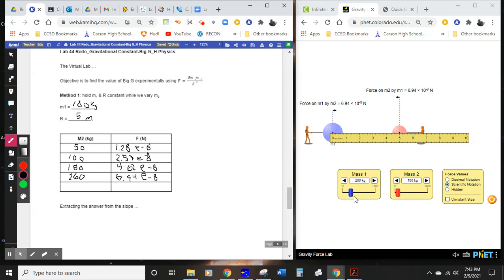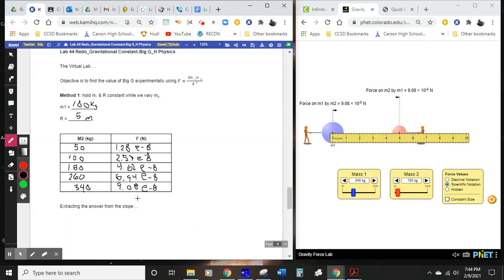All right, and let's just do one more just to be sure. Let's go with 340. These can be any random numbers, but we'll just go ahead and choose these numbers here. So there's 340, and the force is going to be 9.08. Okay, 9.08 E minus 8. Now, if you look closely here, as we increase the mass, we see the gravitational force getting stronger.